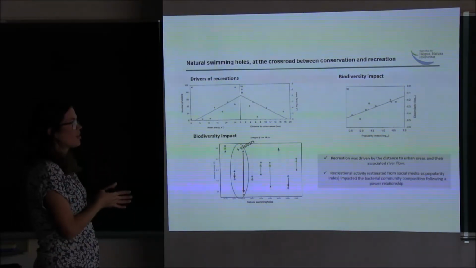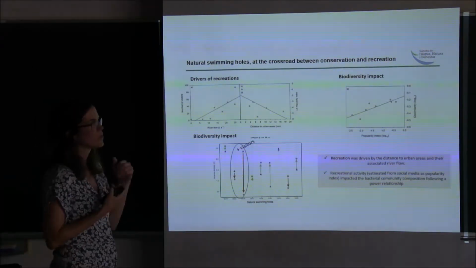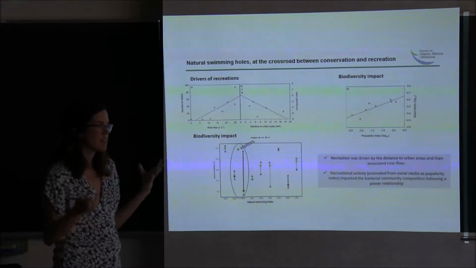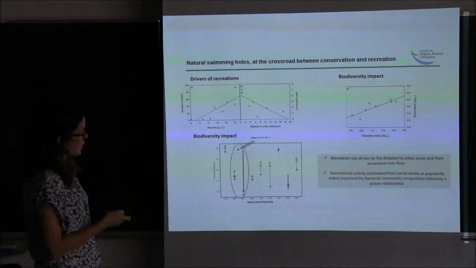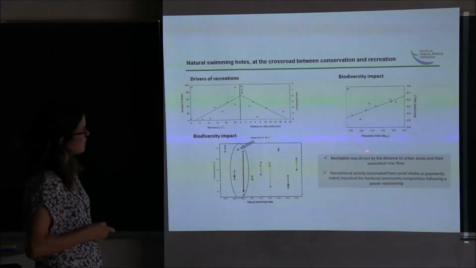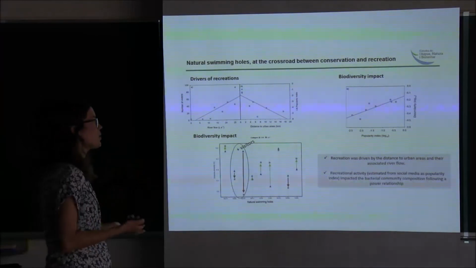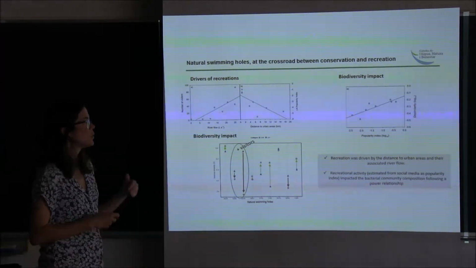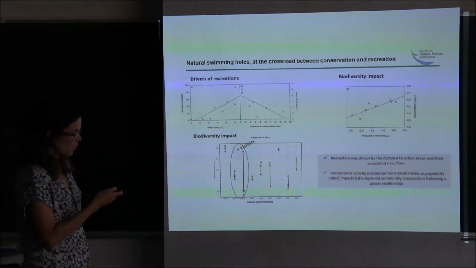And finally, in the study, we also calculated a popularity index related not only to the number of visitors, but also the Google reviews, the Instagram posts, so different social media resources, and we calculated this popularity index. We found that the more popular a site is, meaning the more people come there, the similarity between upstream and downstream in bacterial community composition was higher.